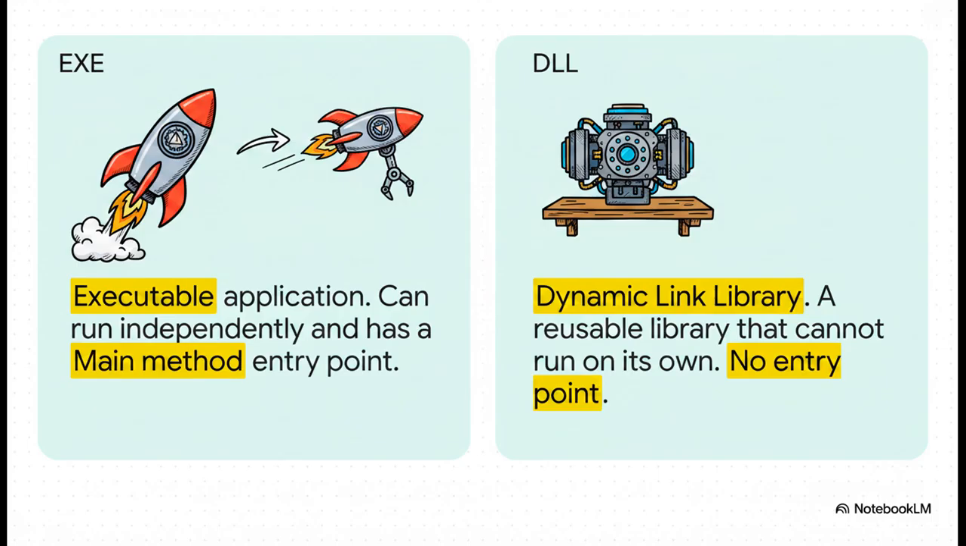What's the difference between a DLL and an EXE? An EXE is a standalone application. You can double-click it and it runs, because it has an entry point, that main method. A DLL is a library of reusable code. It can't run on its own. It's meant to be used by other applications, like an EXE. Think of it this way. The EXE is the car, and the DLLs are the engine, the wheels, and the stereo, all the components it needs to work.